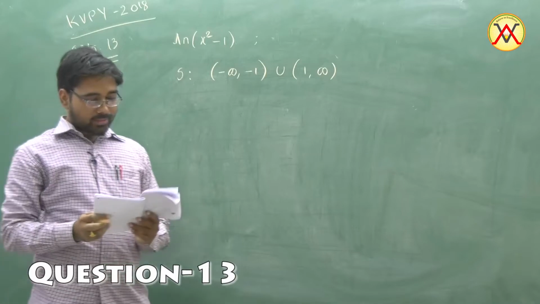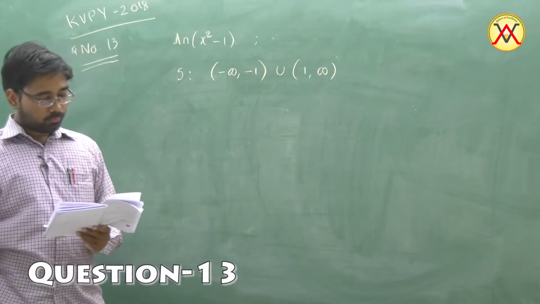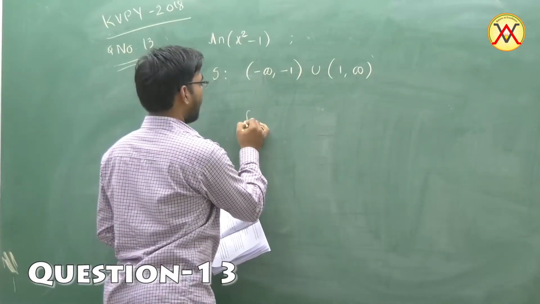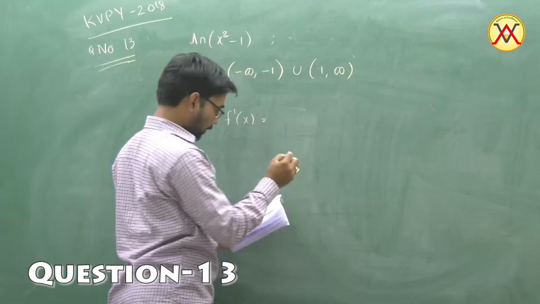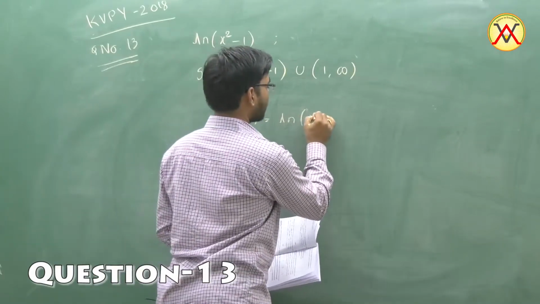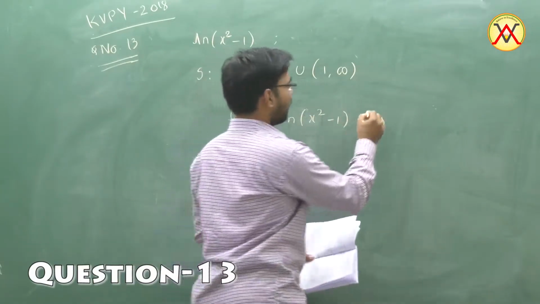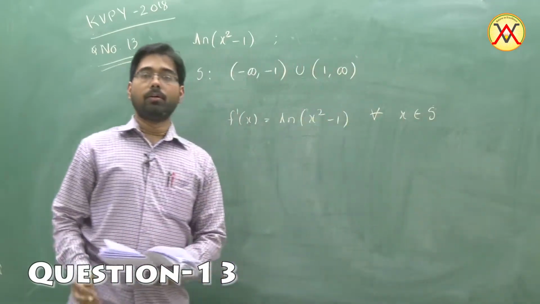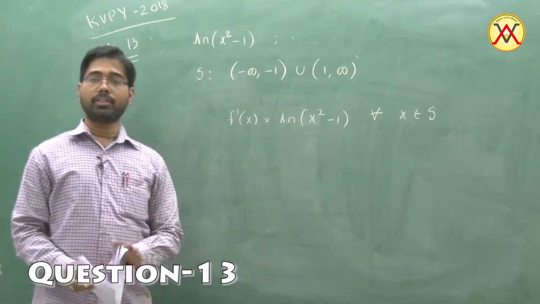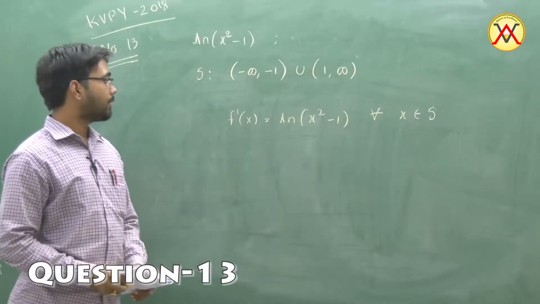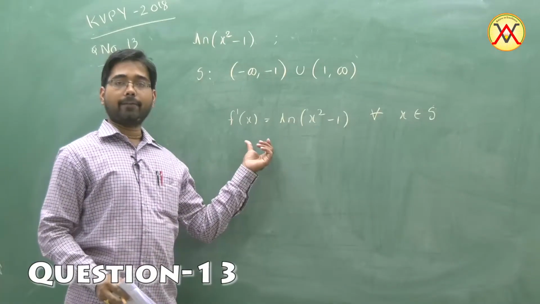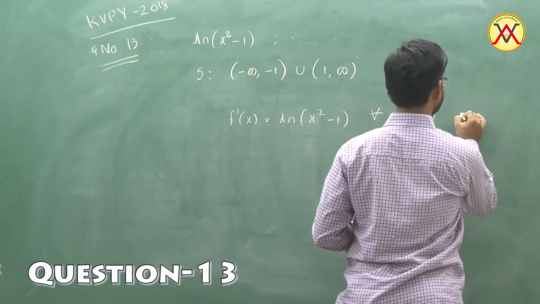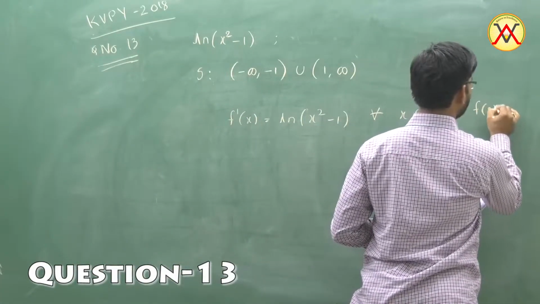So now the required condition is we need to find the number of functions which will satisfy this condition. F dash of x is equal to ln of x square minus 1 for all x belongs to S. हर एक x के लिए ये true होना चाहिए. So let us try to integrate this function, then we'll get f of x, and they have given a condition as well, that is f of 2 must be 0.